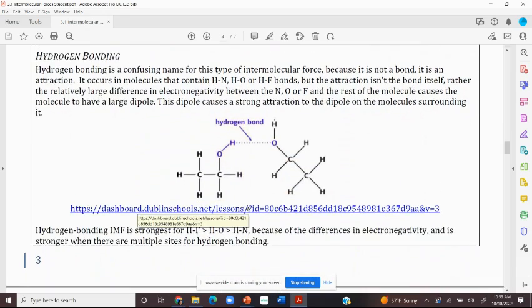Okay, hydrogen bonding then. Hydrogen bonding is kind of a confusing term. Honestly, if most chem teachers could build a time machine and go back, we would name it something else. Because a lot of people think that because it's a hydrogen bonded to something else, that is hydrogen bonding. That is not hydrogen bonding.